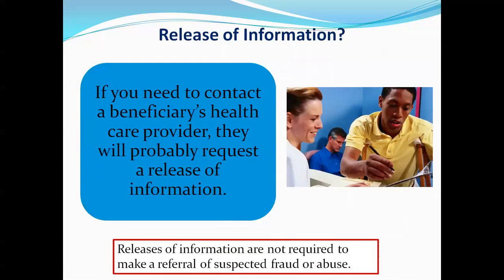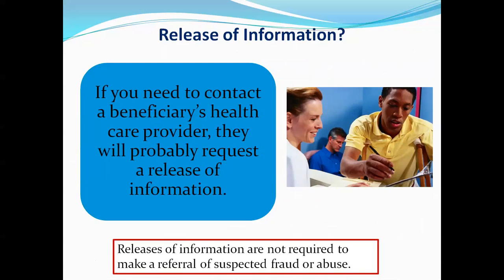So another thing I really need is a release of information. This release of information gives me the beneficiary's permission to pass this referral on if need be. I like having this release of information because it protects you or me from HIPAA, since we are dealing with HIPAA information.